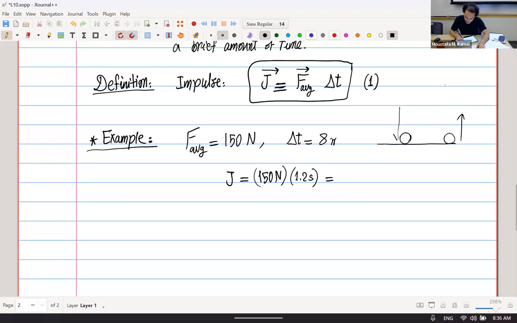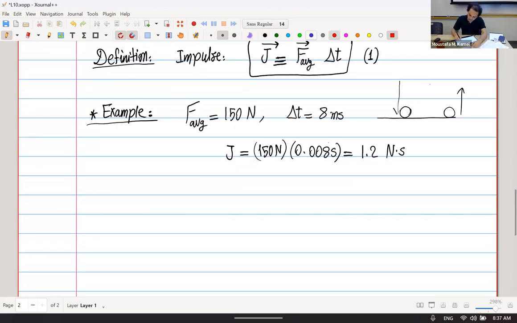8 milliseconds. As I said, it's very small, so it cannot be 1.2 seconds. I wrote down the answer rather than, so this is 0.008 seconds in SI units. And this is 1.2 newtons times seconds.